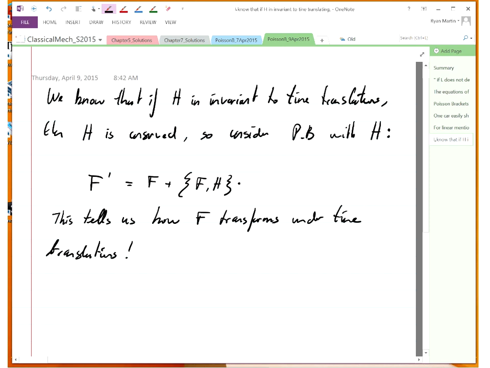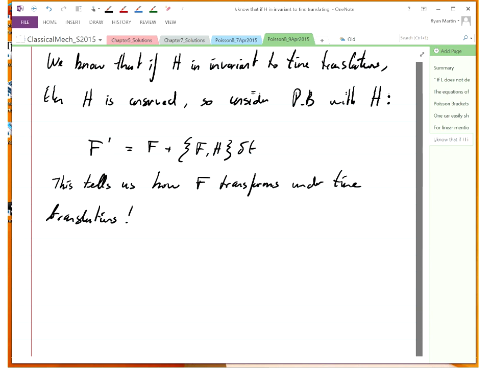No, I'm not going to say that. I'm just going to leave it the way it was. Yeah, so that's pretty interesting. And so of course, if the Poisson bracket of f with the Hamiltonian is 0, then f does not change with translations in time.